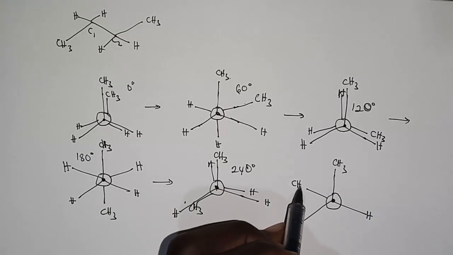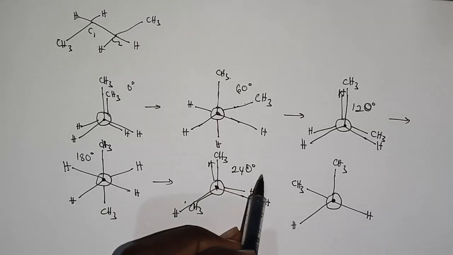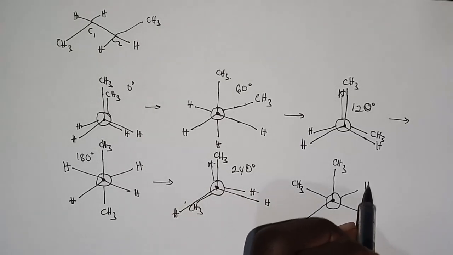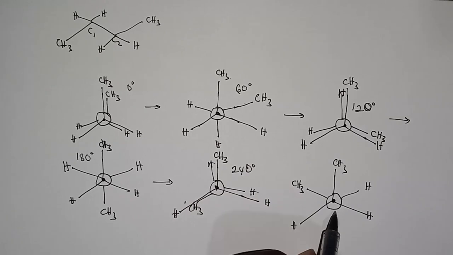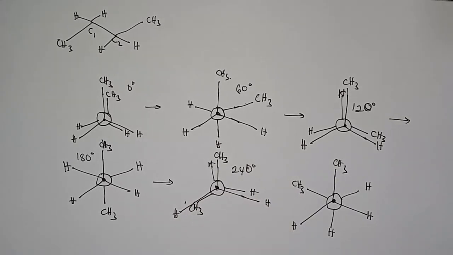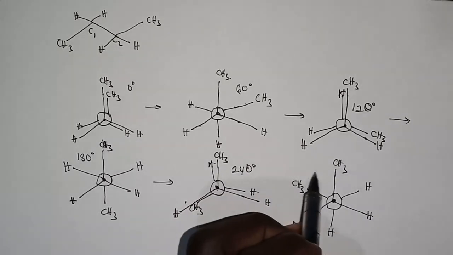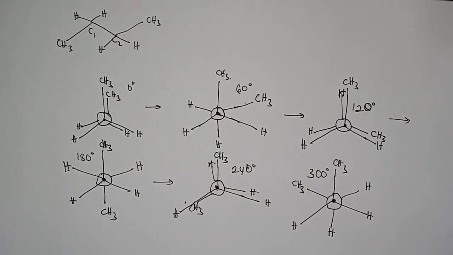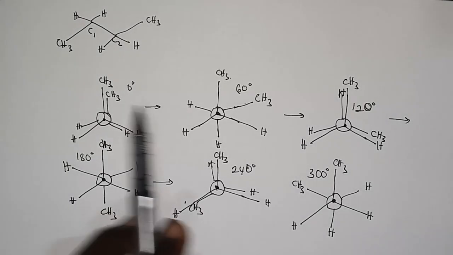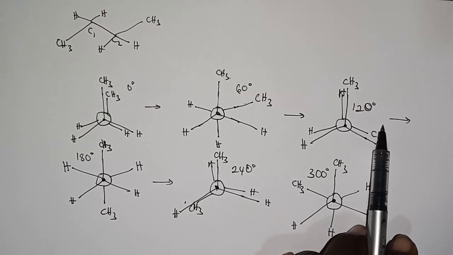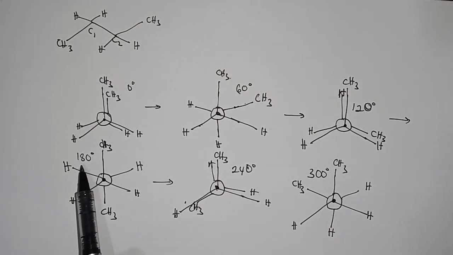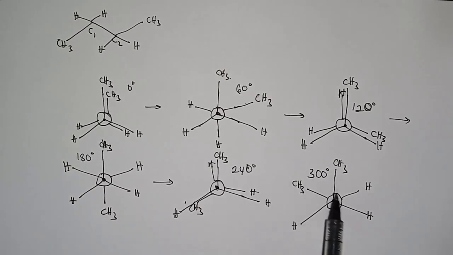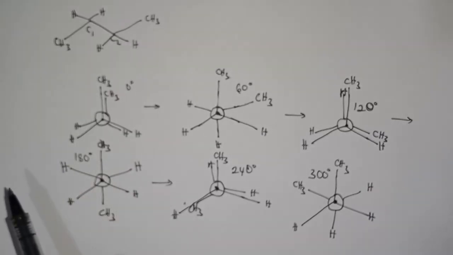So this is CH3, and this proton will come here. This proton will come here, and this one will also come down here. Then this is proton 2. So this is a 300 degrees rotation. You can see 0 degrees, 60 degrees, 120 degrees, 180 degrees, 240 degrees, 300 degrees. If we did another rotation, we would end up at 0 degrees.